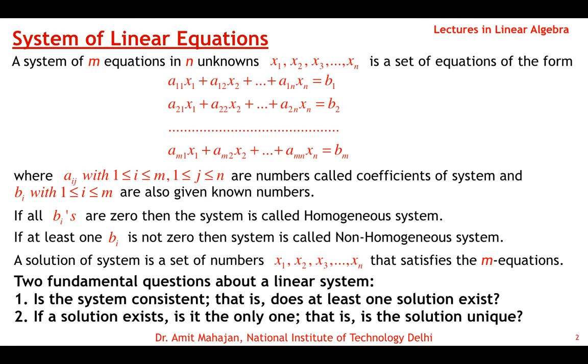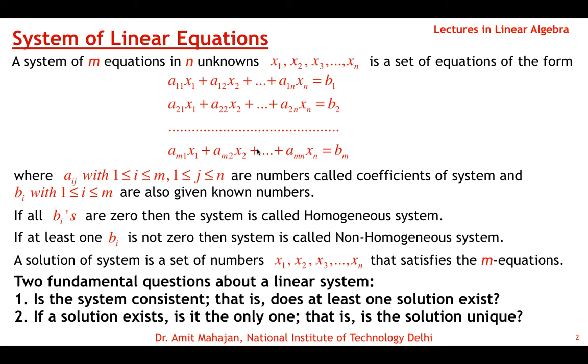So there are two fundamental questions about the linear system. The first question is whether the system is consistent. That is, does at least one solution exist? Consistency simply means whether there is a solution or not. If there is at least one solution, we say the system is consistent. If there is no solution, that means no set of numbers x1, x2, xn satisfies all the equations, then the system is inconsistent.